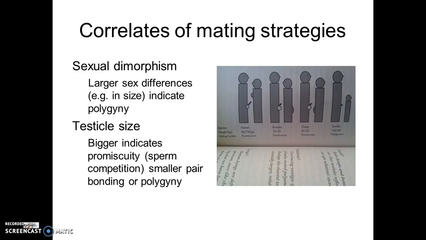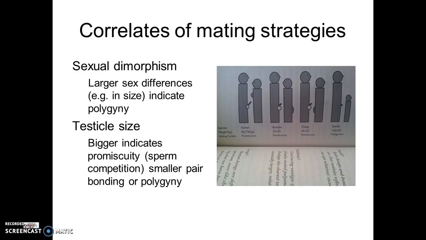So high sexual dimorphism tends to correlate with low levels of pair bonding. The more similar the males and females of a particular species are, usually the more male parental investment there is in the offspring. It's not just about size, it could be about coloration, it could be about adornments such as horns or things like that, which leads to males and females being different. But also size is a big issue.